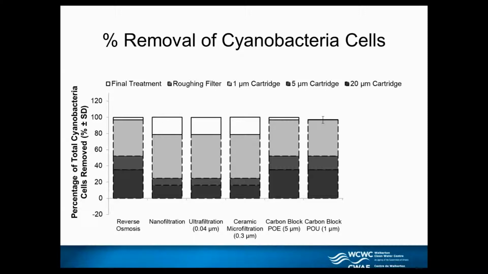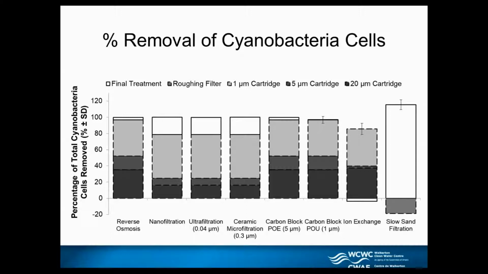And our carbon block at the point of use unit, so the smaller unit there, didn't do any additional removal. So all of the removal that we did see of the cells was because of the pre-treatment cartridge filters rather than the carbon block. And our ion exchange unit as well didn't do any additional. So you'll notice that the ion exchange, that white bar, is on the negative side because we actually had a slight increase in cells compared to what was coming into the ion exchange. So again, any removal that we did see on that unit was all due to the pre-filter.